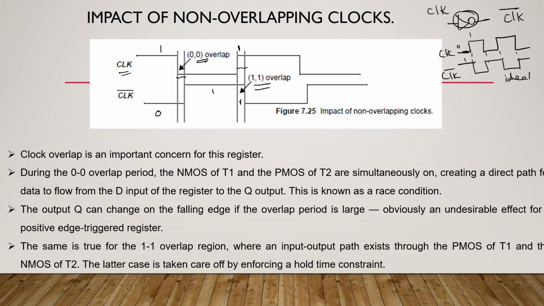This is due to the clock skew. Clock skew means uncertainty in the arrival time. The clock and clock bar will not change at the same time, right? This is called clock skew. So next we are going to see the C-square MOS, which will be insensitive to clock skew.